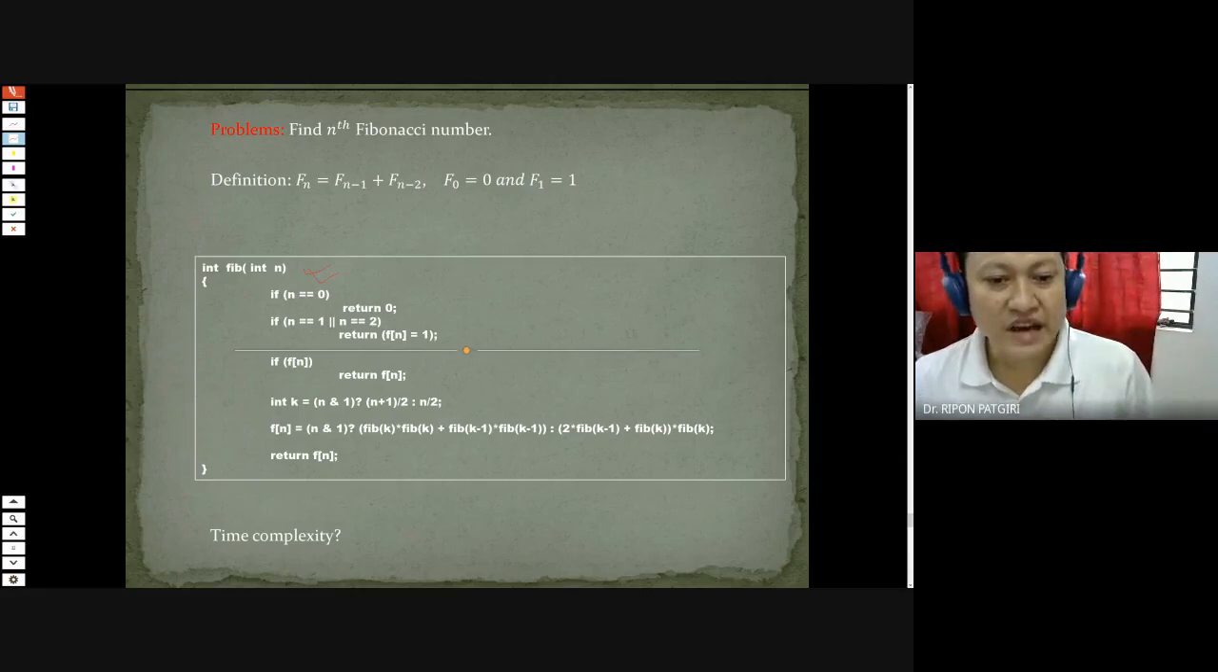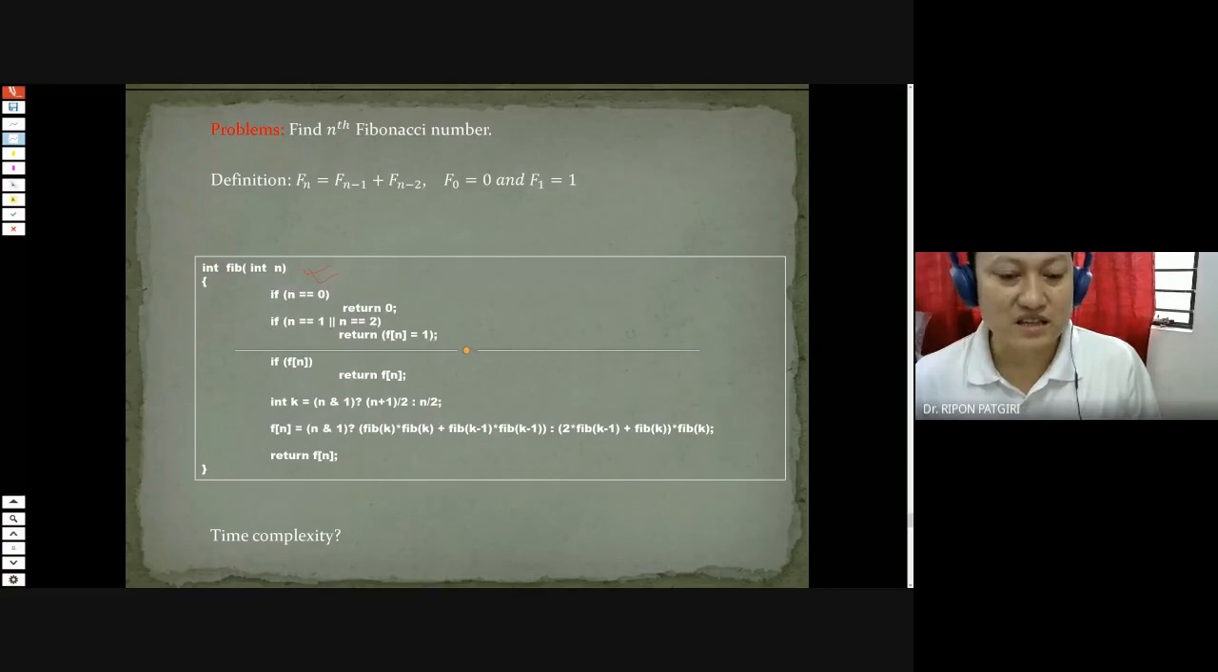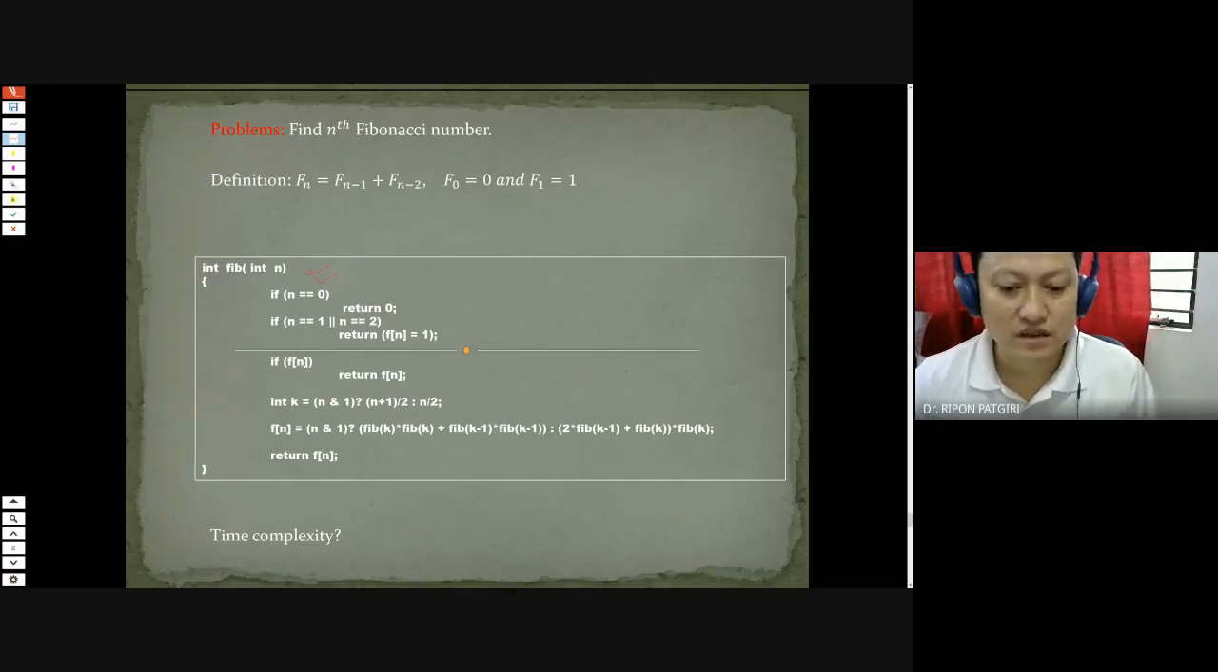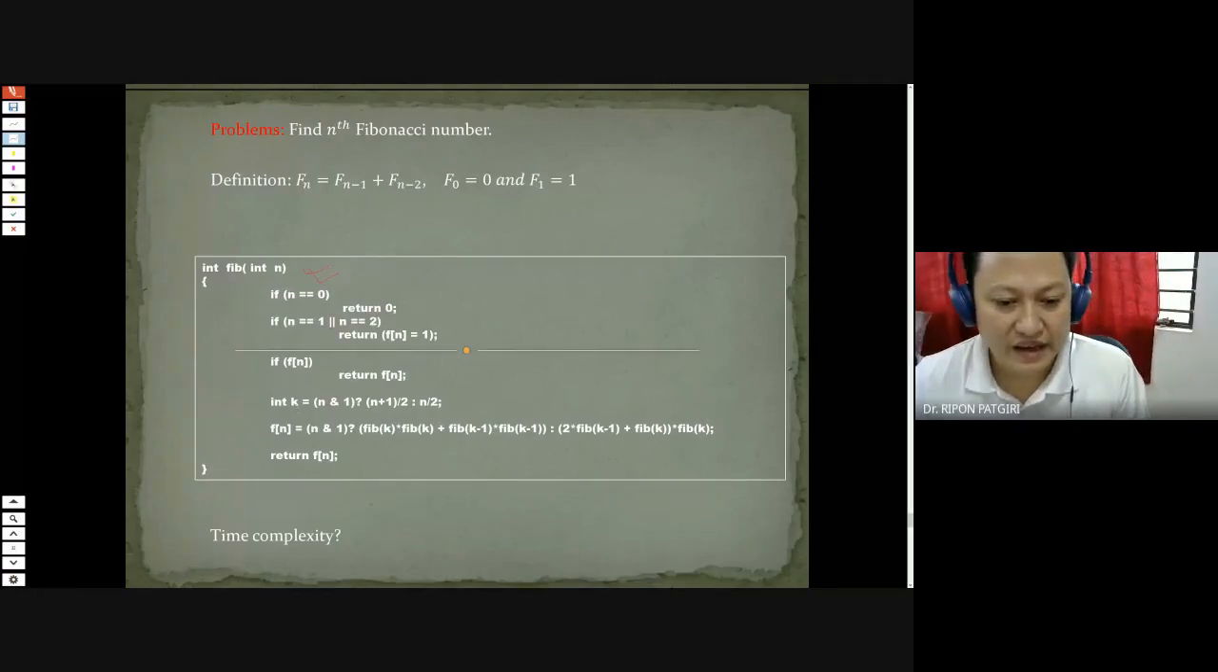Okay, if n is equal to 0, then return 0. If n is equal to 1, then return 1, or if n is equal to 2, then return 1. Okay, if n is already solved, if f(n) has an existing element, then return it. Otherwise, what will you do? k is equal to, what is this?